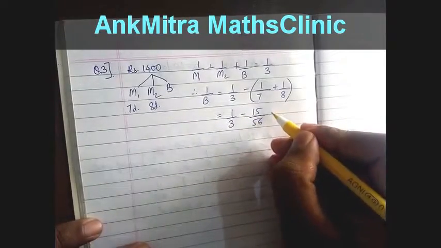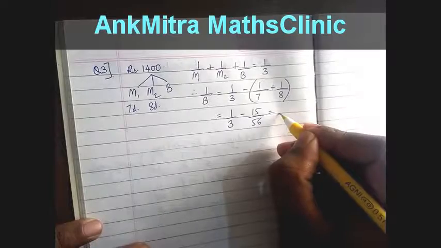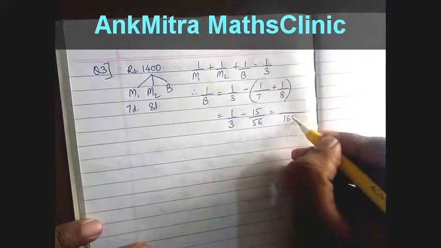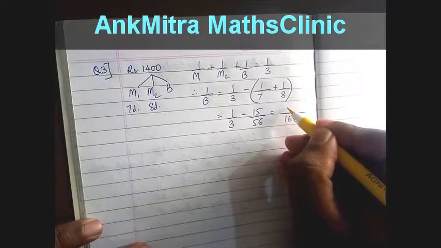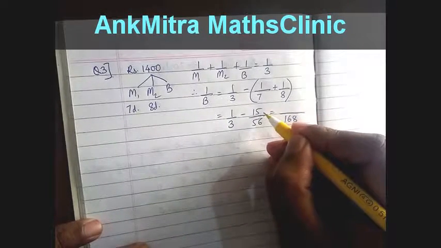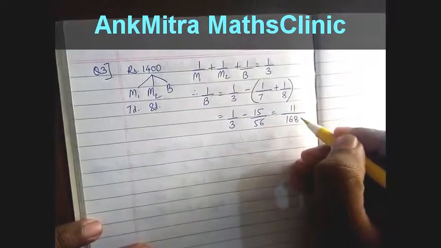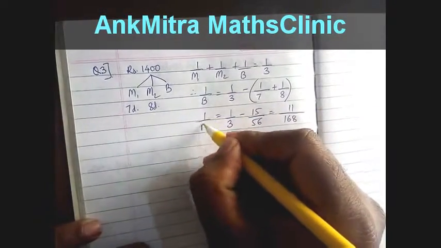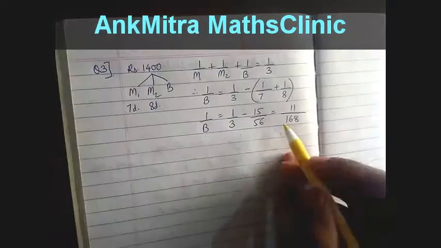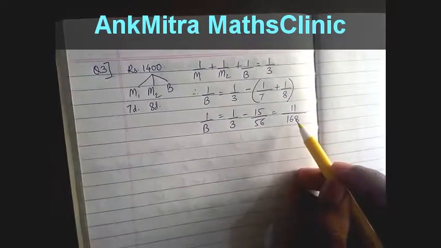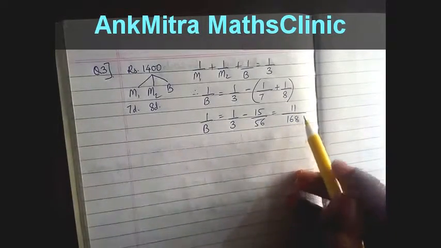So, which comes to, we get an LCM of 168 for these. So, 168. It becomes 56 minus 45, which is 11 upon 168. So 1 upon B is equal to 11 upon 168. That means 11 upon 168 is the amount of work that the boy is doing in one day.